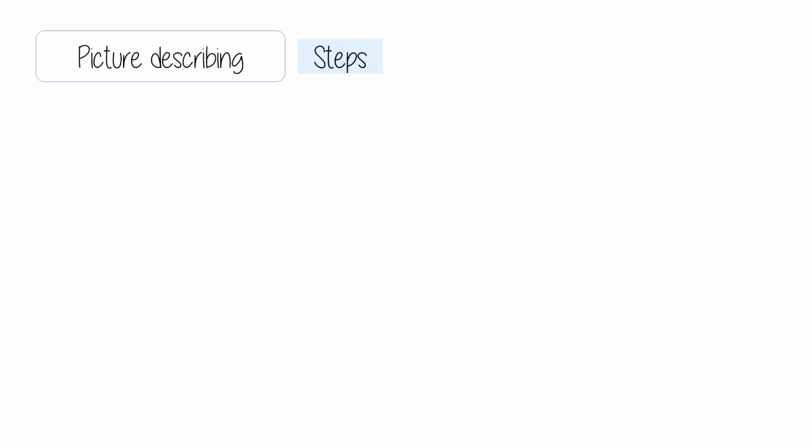The first step is to prepare pictures. Of course, the pictures that the teacher chooses can be based on the material. For example, if the material is about describing something, we as teachers can prepare a picture of a fruit or animal, a place, or maybe a person. And make sure that the picture is of high quality and easy to understand.